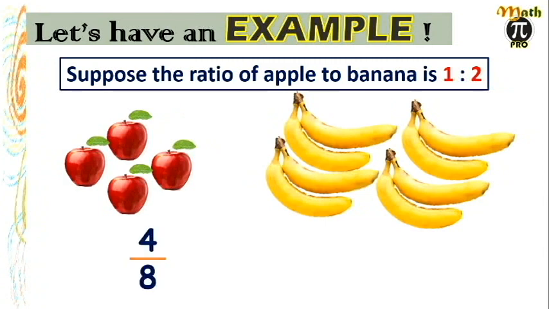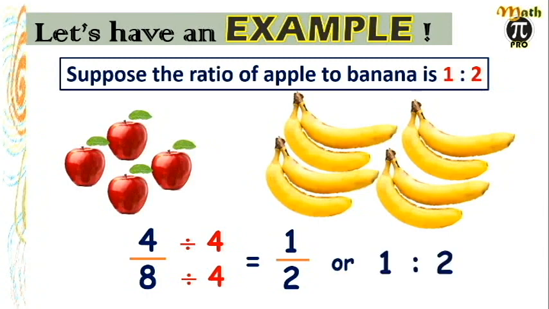Suppose we write them in fraction form. But notice that 4:8 can be simplified. Their GCD is 4. So dividing them by their GCD, then we'll get the ratio 1:2. Or in column form 1:2. So we go back to the original ratio of apple to banana, which is 1:2.